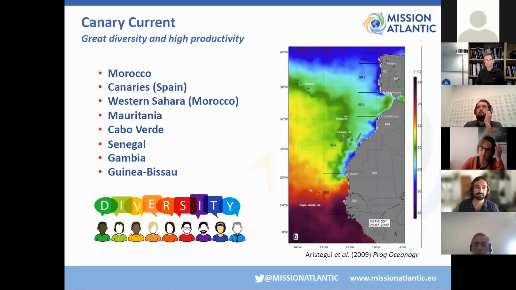So this is a very diverse case study, not only in terms of cultures and languages, but also in degree of development of different countries. And it's an upwelling system. And you can see the thermal imprint on the pattern of the surface temperature on the right. Next, please.